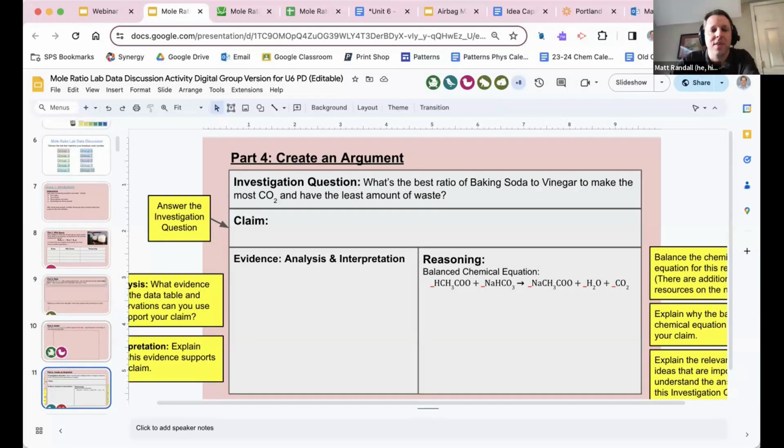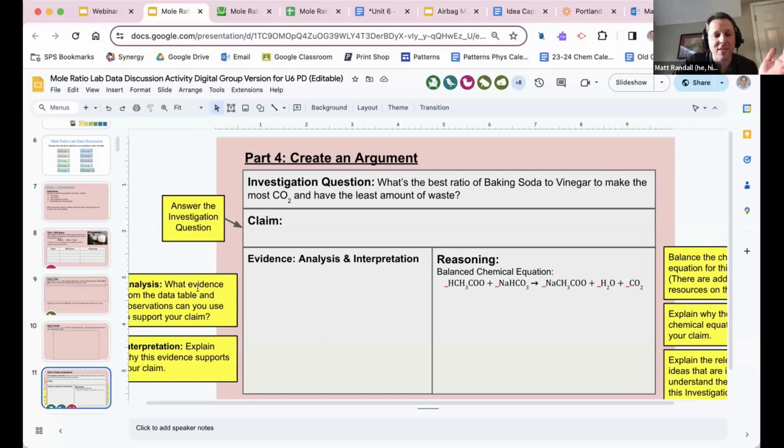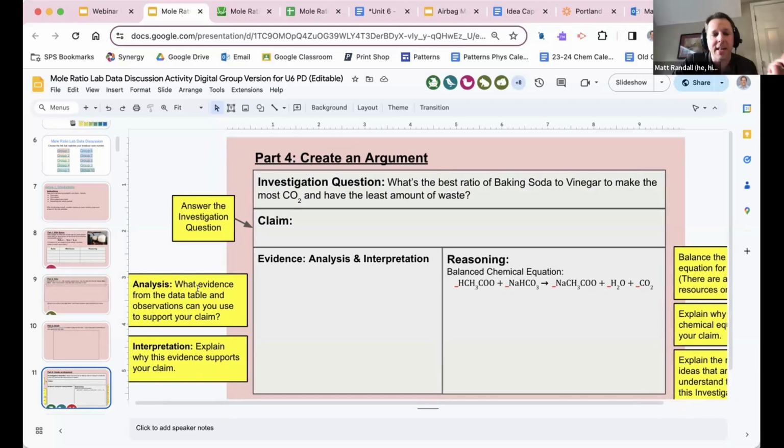So once you've done that, we'd like you to create a whiteboard, a digital whiteboard, where you're making a claim to answer the investigation question: what's the best ratio of baking soda to vinegar? And then evidence. There's instructions on the left. It says, what evidence from the data table or graph and observations can you use to support your claim? And so we really want you to use numbers and then also those observations. And the observations are specifically about the color with the bromothymol blue. So was it blue, yellow, or green? And then interpretation, explain why this evidence supports your claim.